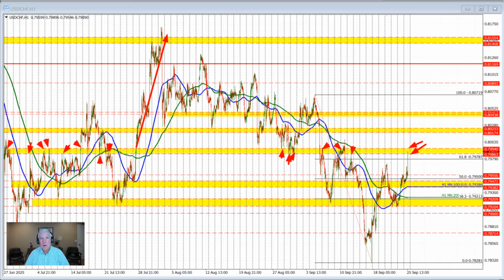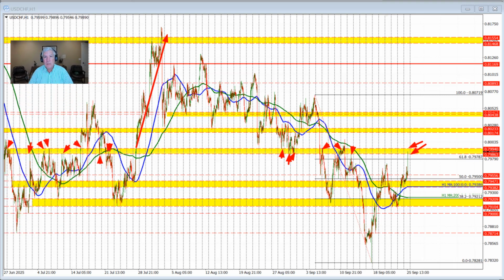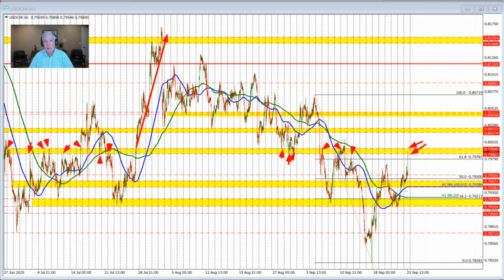A move above it opens the door for further upside momentum. Could see sellers against this level, but the Swiss National Bank was a little bit more dovish and concerned about growth. So maybe with the stronger U.S. dollar, this is the day to break to the upside for this pair. But we do need to get above the 0.7994 level.